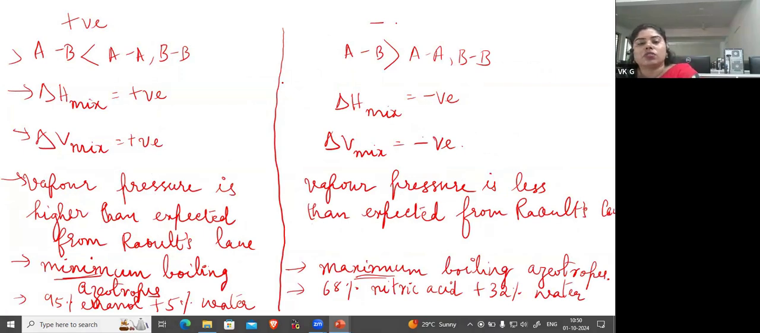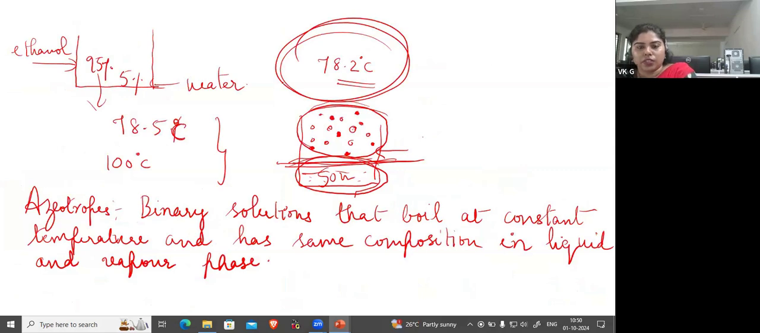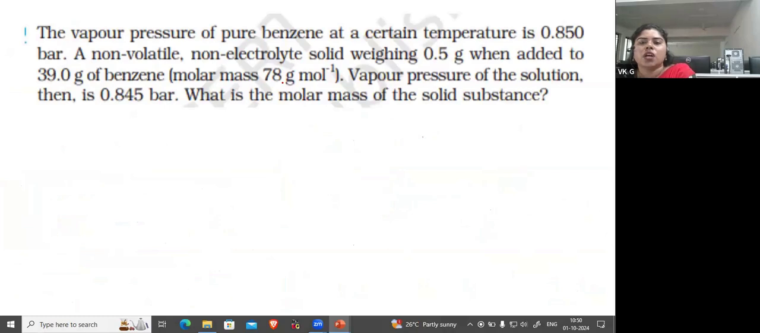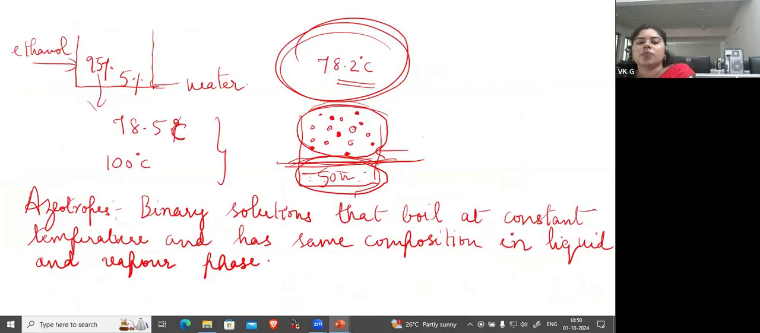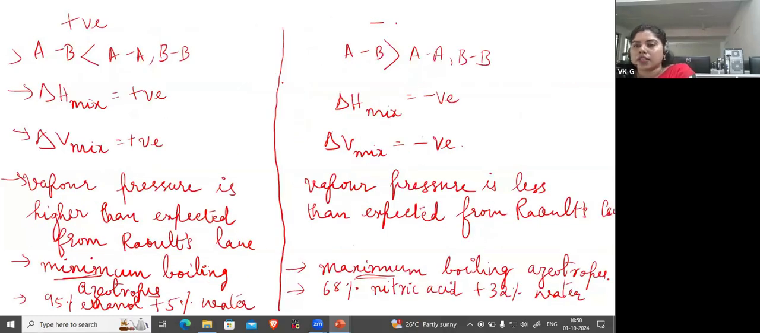You also need to remember this definition, the azeotrope definition. Binary solutions that boil at constant temperature and have the same composition in liquid and vapor phase are called azeotropes. Two types of azeotropes are possible: one is the minimum boiling azeotrope and the other is the maximum boiling azeotrope. An example of minimum boiling is 95% ethanol plus 5% water. A maximum boiling azeotrope is 68% nitric acid plus 32% water. So much you have to remember.